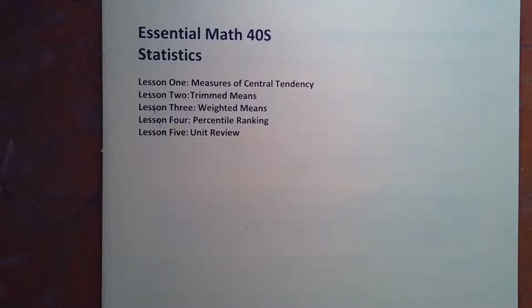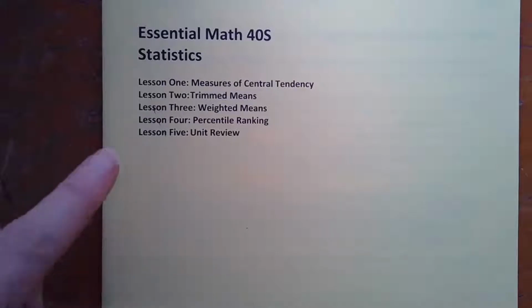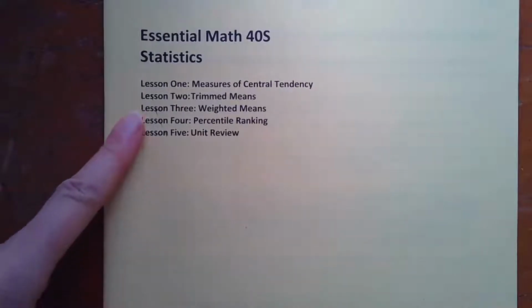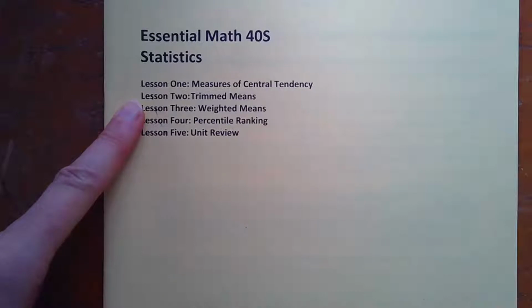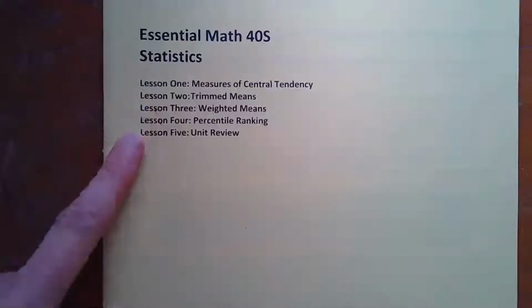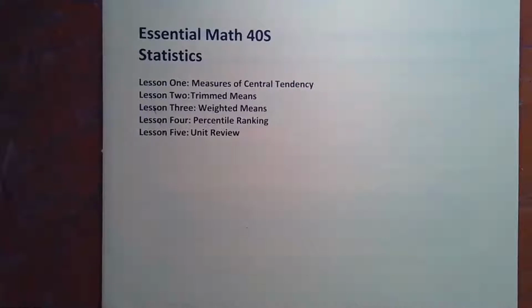Okay, so we're going to start statistics. As I said, this is a fairly small unit compared to the others. You can see there are only 4 lessons and then a unit review. So we're going to start on lesson 1 today. It's called the Measures of Central Tendency, which is a big fancy name for something that I think you probably already know a little bit about.